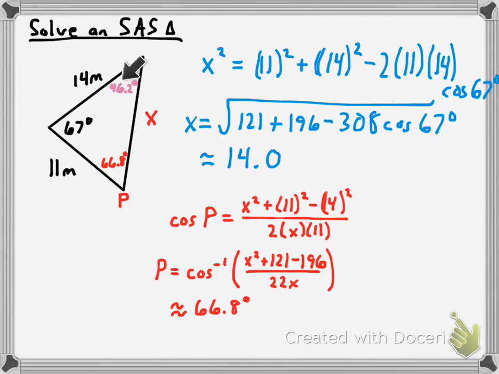And finally, use the triangle sum theorem: add the two angles up and subtract from 180 to find the other angle measure. All right, that's a side-angle-side triangle.